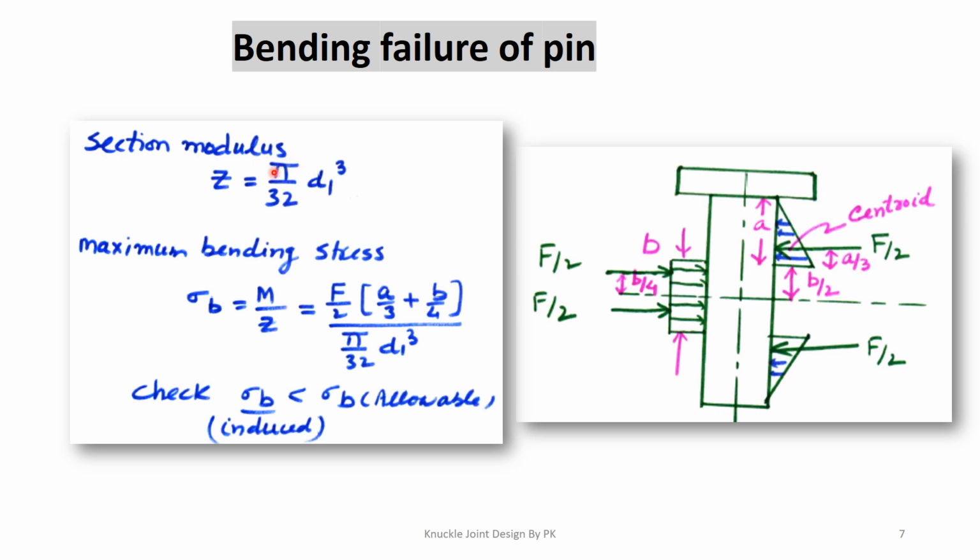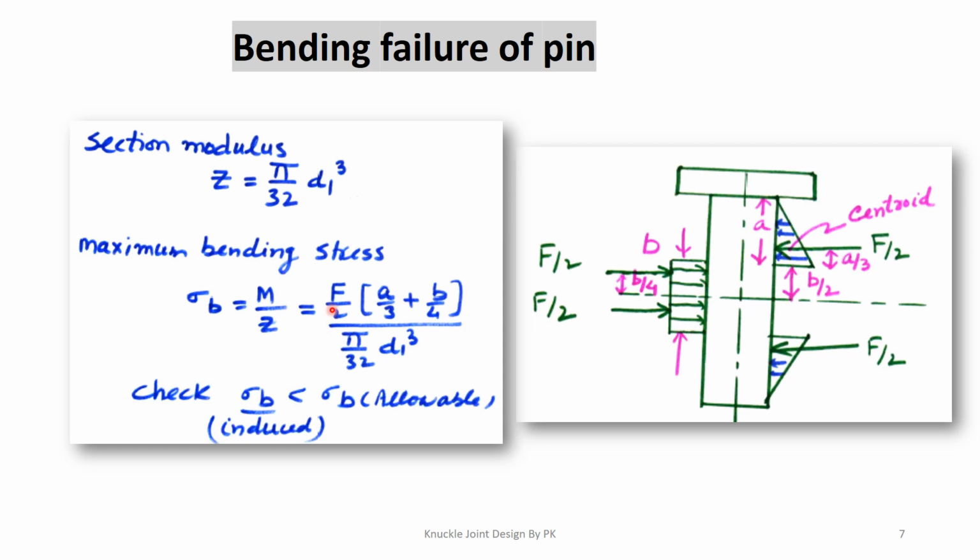Because it is a cylindrical pin, the section modulus is pi by 32 d1 cube. And we know the formula of bending stress, that the maximum bending stress occurs at the center of the pin. So sigma b should be equal to M divided by Z. Moment we have already found, that is Fy2 bracket A by 3 plus B by 4. The value of Z is pi by 32 d1 cube.